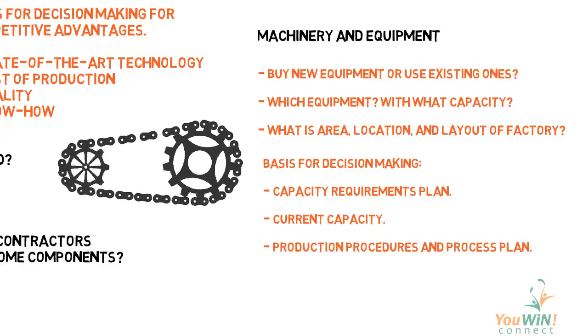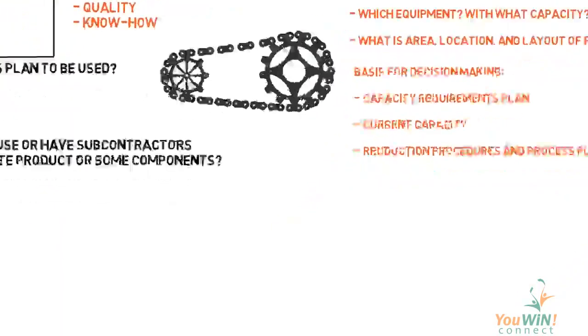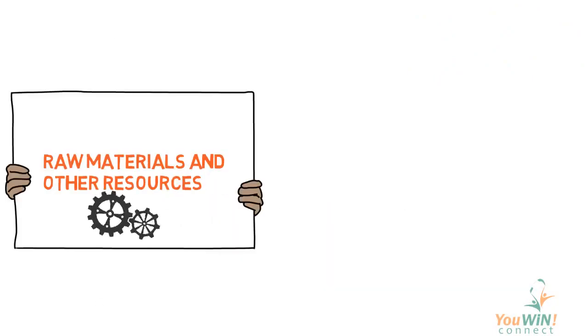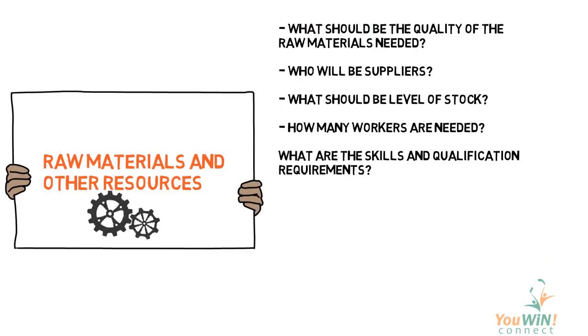And what's your production procedure and plan? After moving away from machinery and equipment, the next typical thing to look at is raw materials and other resources. What sorts of decisions do we make here? Where do we get the best quality for our raw materials? Who will supply them? What kind of stock levels are we going to keep?